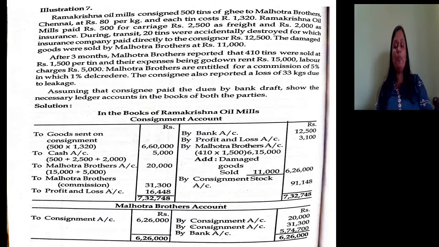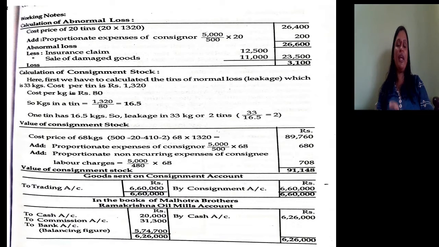Journal entry to be posted to consignment: consignment stock account debtor to consignment account 91,148. Calculate the total of credit and total of debit. The credit is more than the debit, so there is a profit to the extent of 16,448. Journal entry: consignment account debtor to profit and loss account 16,448. We need to prepare goods sent on consignment. First journal entry was consignment account debtor to goods sent. So on goods sent on consignment, on credit side by consignment 6,60,000. Then goods sent on consignment account should be closed by transferring it to trading account, so to trading account 6,60,000.